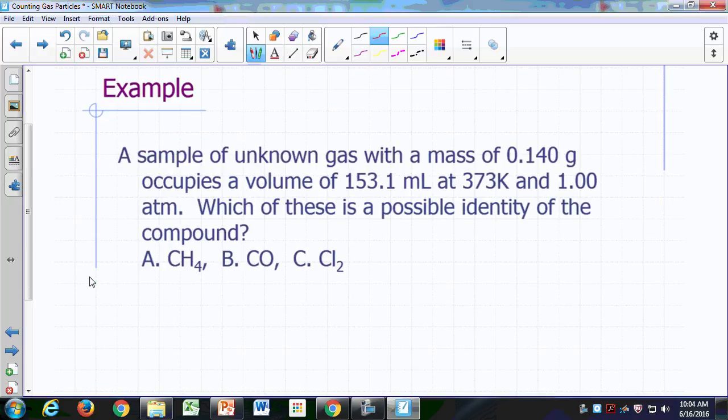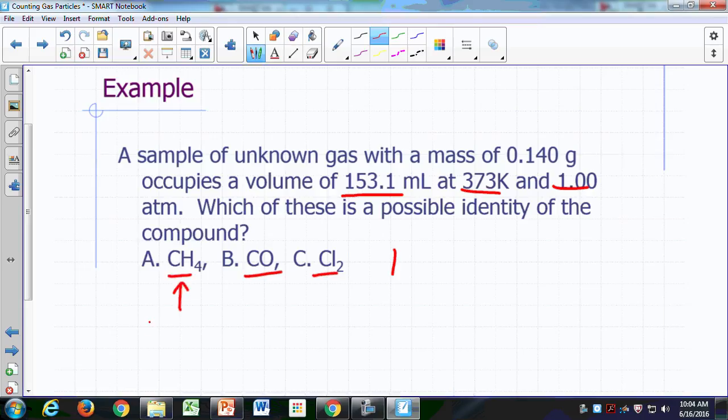Okay? Now, let's say you have an unknown gas that has a mass of 0.140 grams and it occupies a volume of 153.1 mL at 373 Kelvin at 1 atmosphere. Which of these is a possible identity of the compound? Okay, so you have 3 choices here. Obviously, these all have different molar masses.